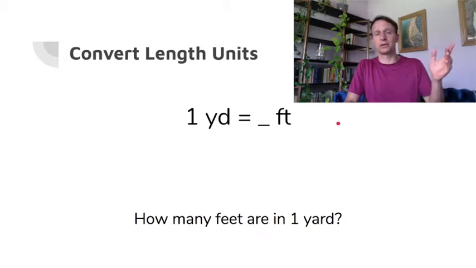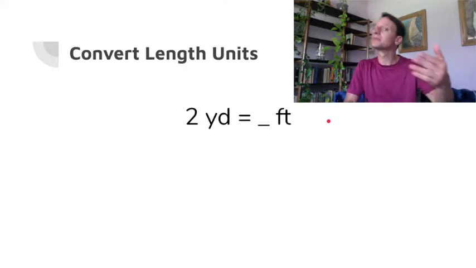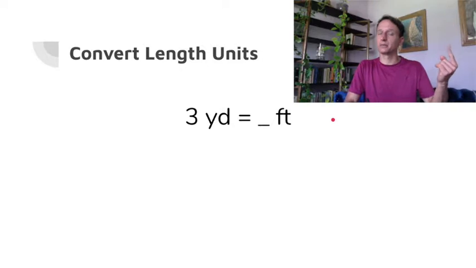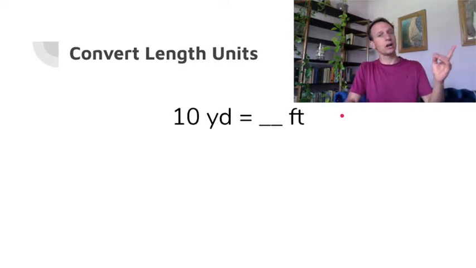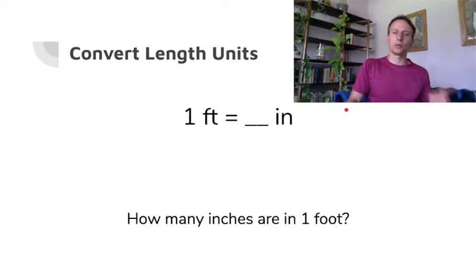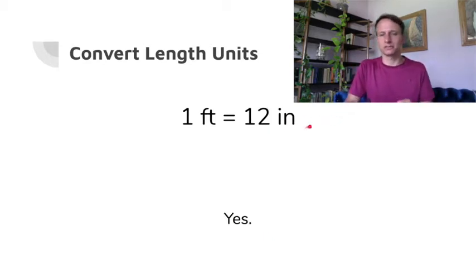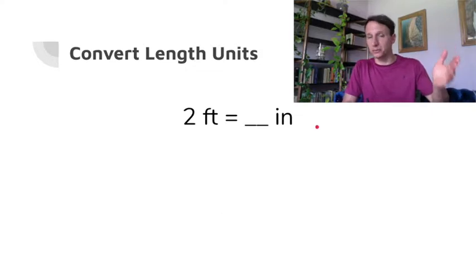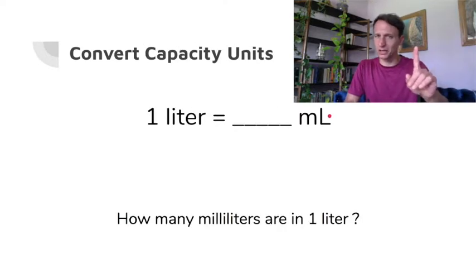Ooh, jumping all over the place now. 1 yard, 3 feet. Remember that from last time. 1 yard is 3 feet. 2 yards, 6 feet. 3 yards, 9 feet. Just skip counting by threes here. 10 yards, we can do 10 times 3, 30 feet. Very good. Now how about 1 foot? Do you remember how many inches are in a foot? Yes, it is 12 inches in 1 foot. So 2 feet would be 24 inches. How about 3 feet? 36 inches, which is also equal to a yard.